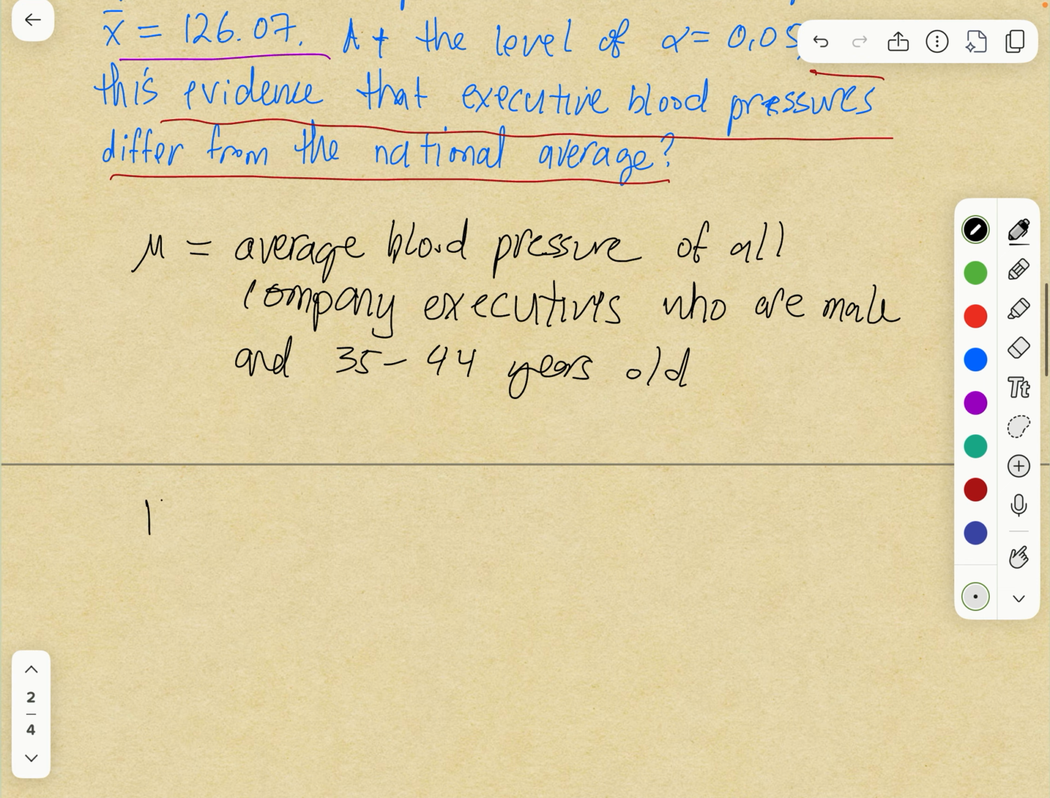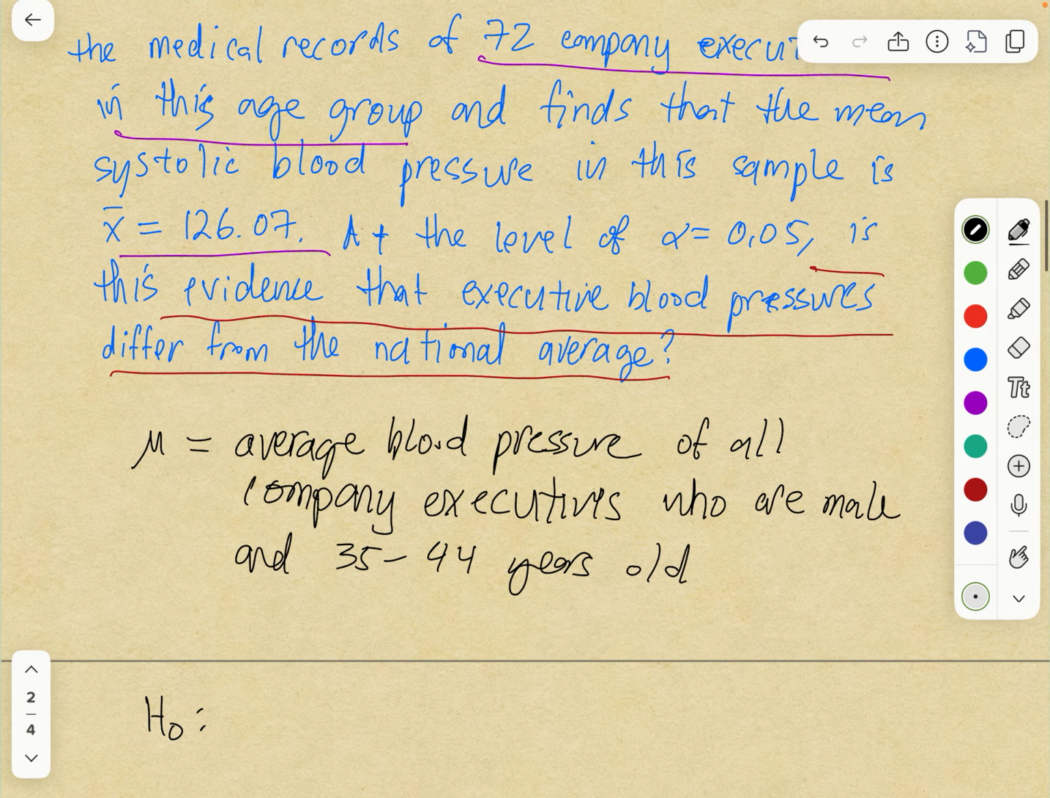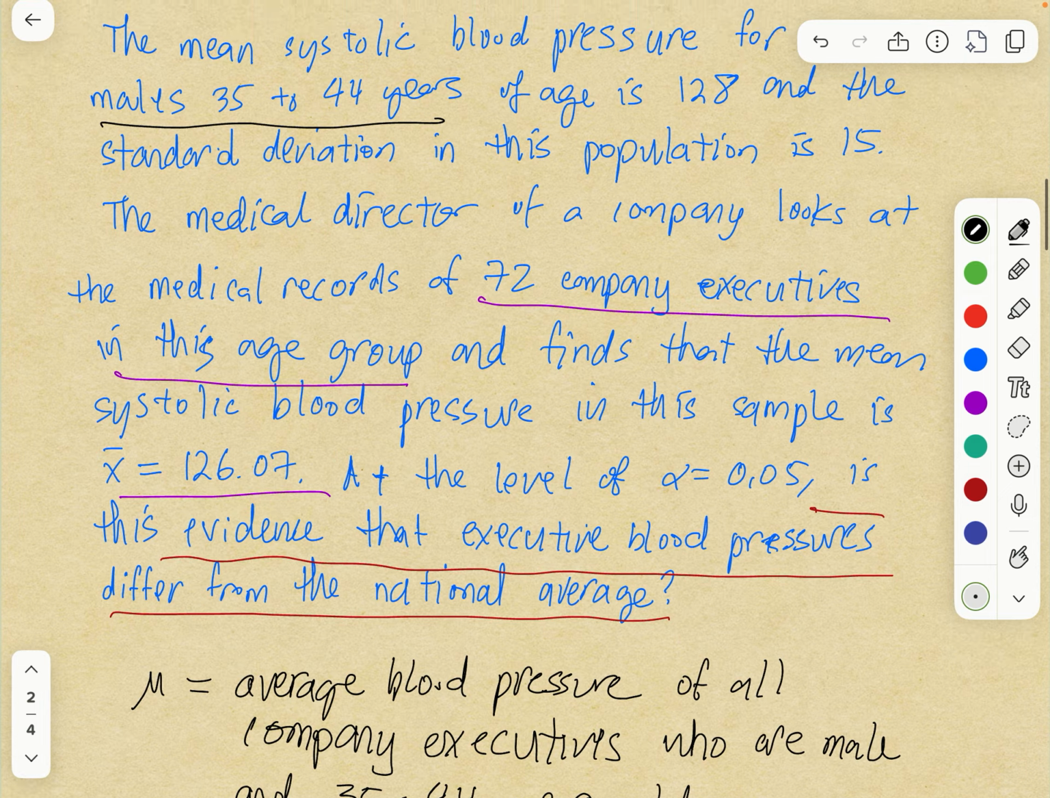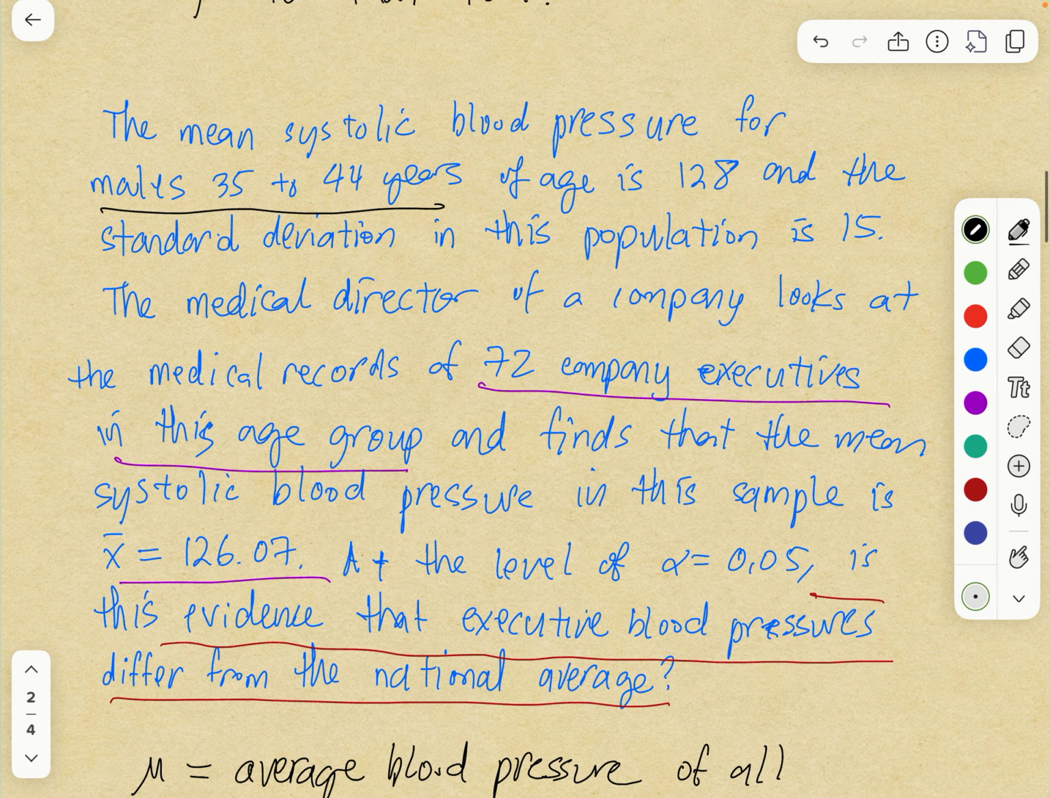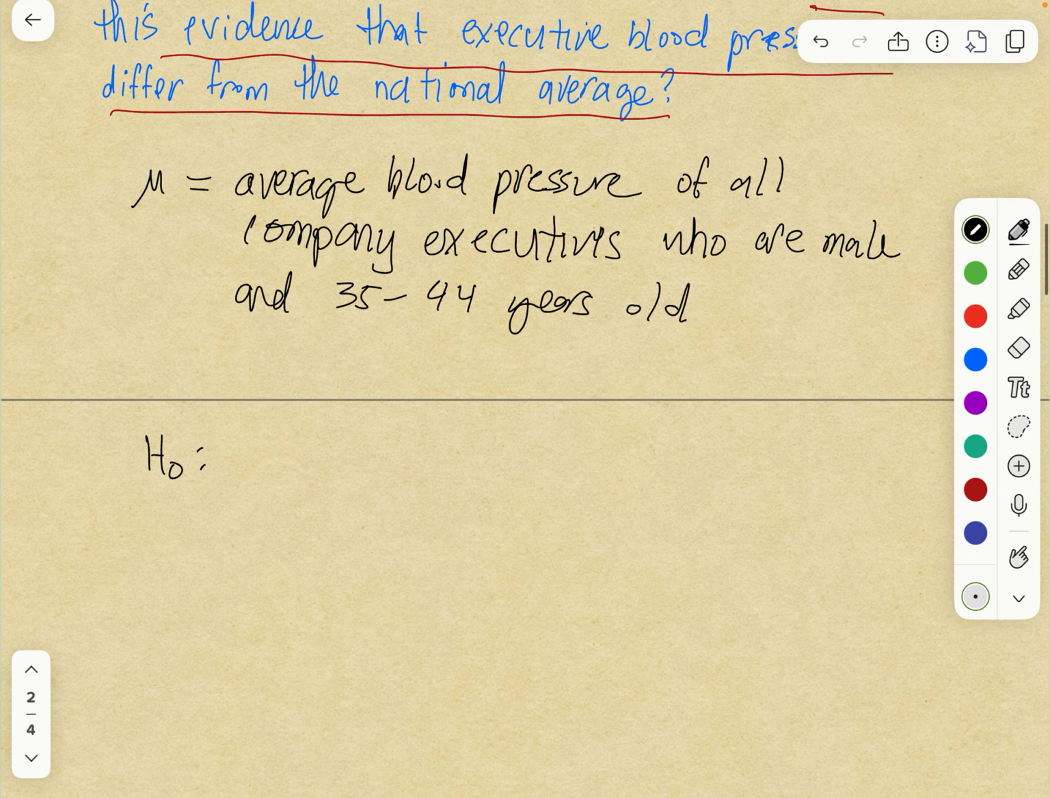And so for the null hypothesis, we're asking whether executive blood pressures differ from the national average. So the running assumption, the null hypothesis, is that there is no difference. Well, it says the mean systolic blood pressure for men 35 to 44 years old is 128. Right? It says right there. So the null hypothesis is that mu is 128.